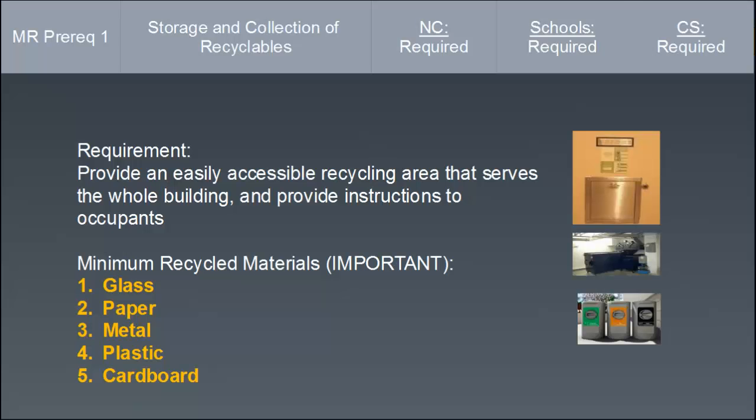MR Prerequisite 1, Storage and Collection of Recyclables, is required for new construction, schools, and core and shell. The requirement is to provide an easily accessible recycling area that serves the whole building and provide instructions to the occupants so they know how to use the recycling area. At a minimum, you need to memorize this list. You need to recycle glass, paper, metal, plastic, and cardboard.